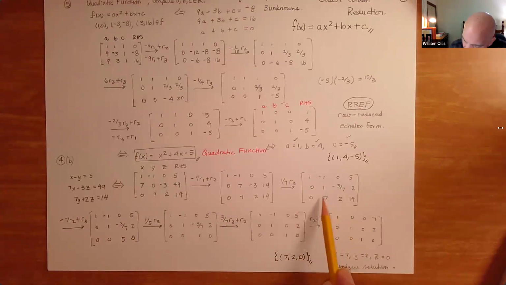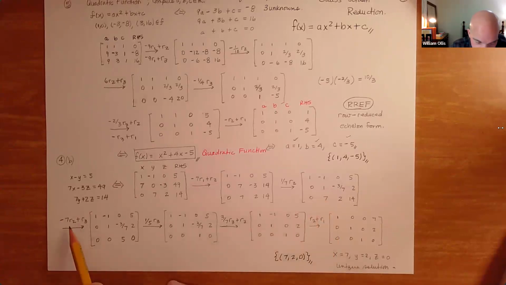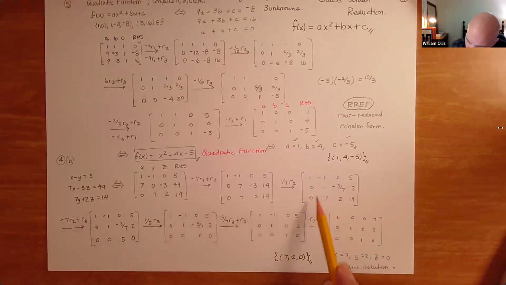Okay, how do we make this a 0? We multiply row 2 by -7. Notice I've written this here: -7 times row 2 plus row 3. Let's do it. Notice the 0, no change.